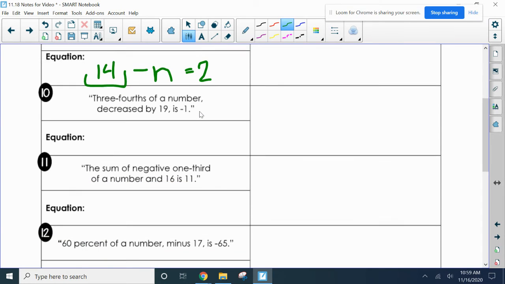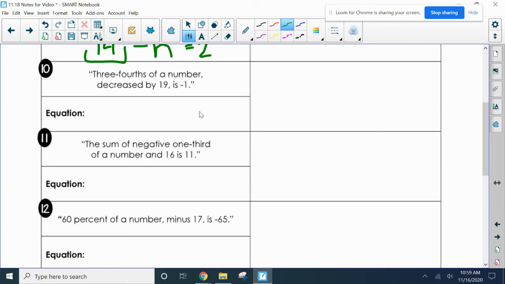Awesome. All right. So now I have number 10, 3/4 of a number. Of means what? That's right, multiplication. So let's say 3/4 of a number, and I'm going to put it next to a number because we know that means multiplication. So 3/4 of a number decreased by, what did you say that meant? Subtraction. So decreased by 19 is, what did you say that was? Equals negative 1. Awesome.